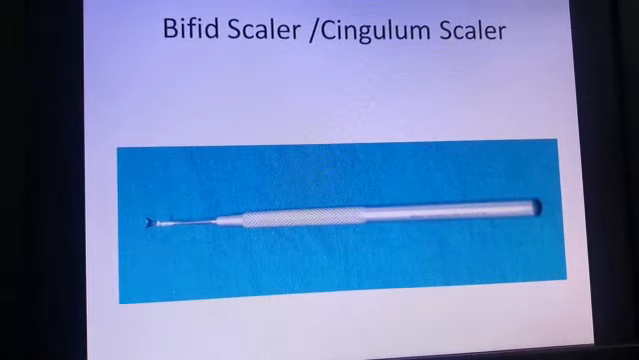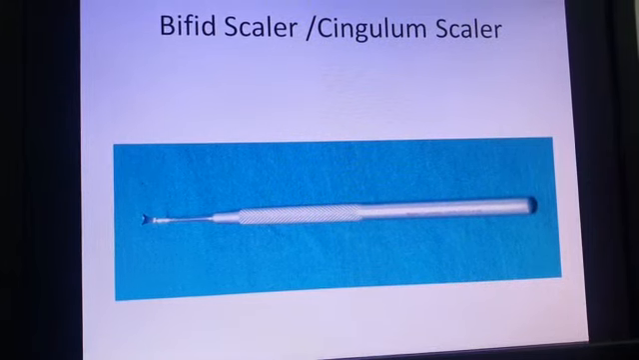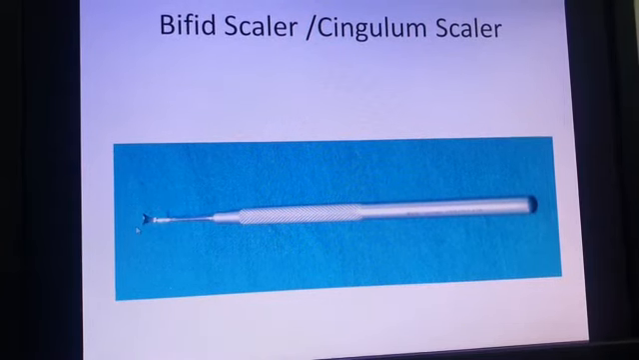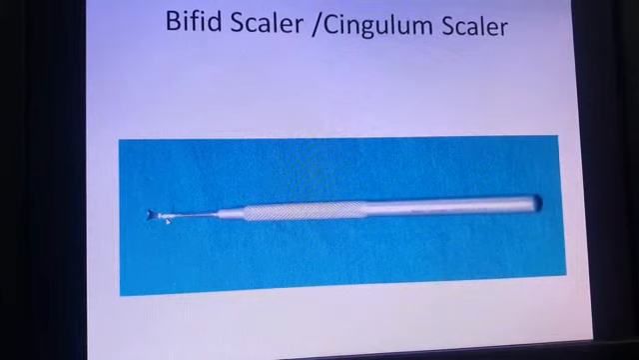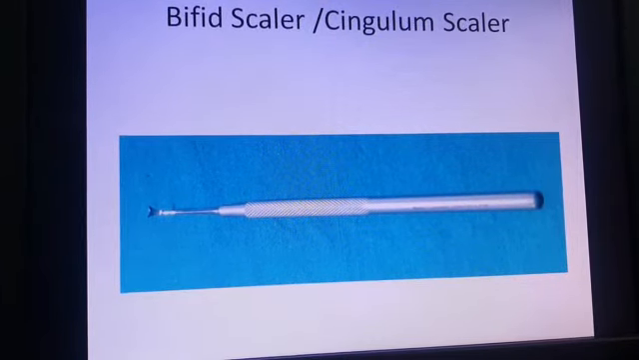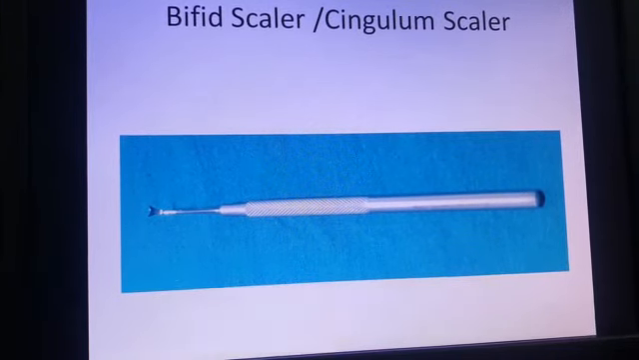The next scaler is the bifid scaler. It is also called the cingulum scaler because it is mainly used in the cingulum area. Here you can see in the bifid scaler, the working end or blade of the instrument has a pointed or finger-like projection, which is well adapted around the cingulum area of the teeth. That's why it is mainly used in the cingulum area of the anterior teeth.